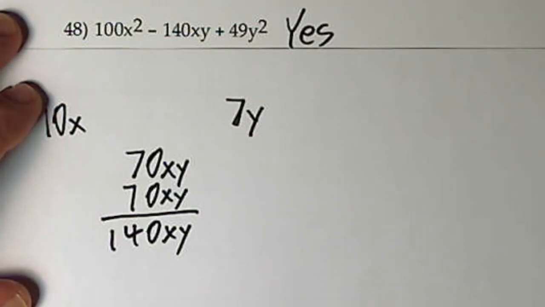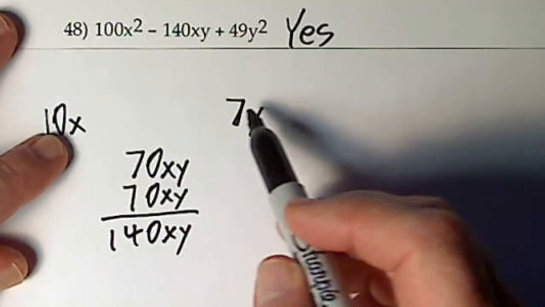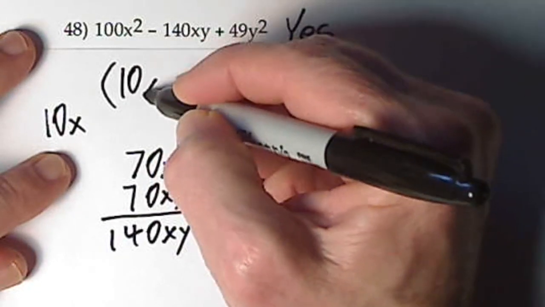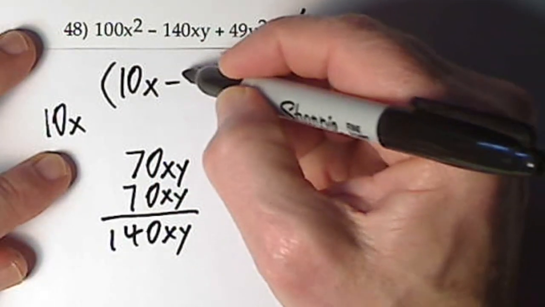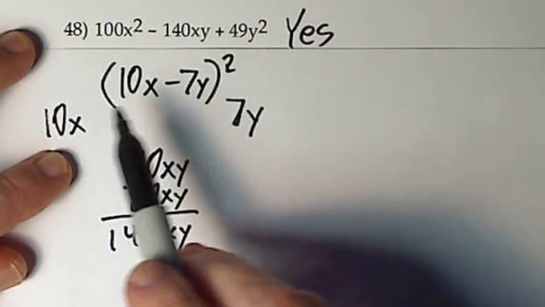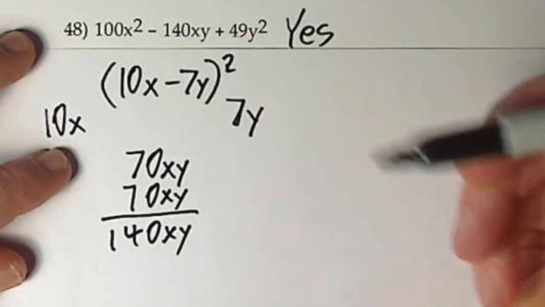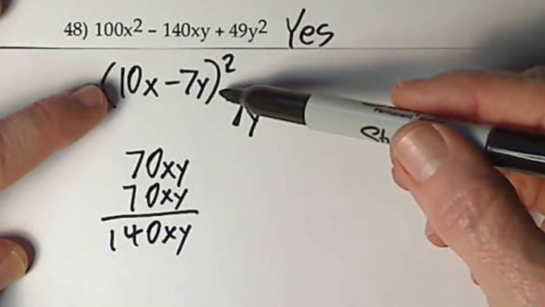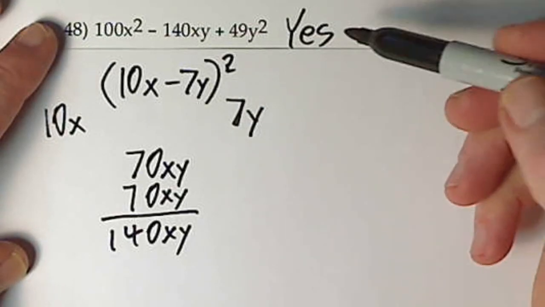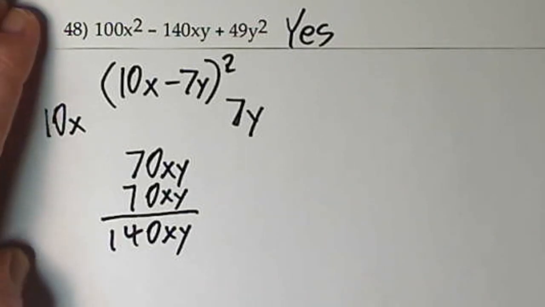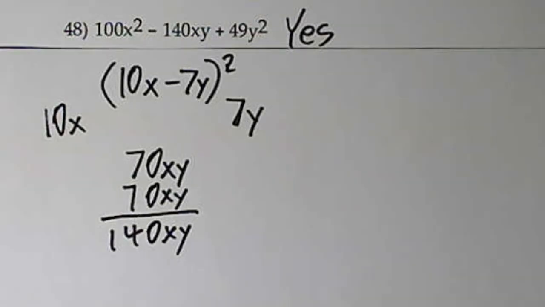And by the way, the factored form is sitting right in front of you. You would just have 10x minus 7y squared. This is the factored form of this trinomial. But again, they weren't asking what is the factored form. They just wanted to know if it is or is not a perfect square trinomial. So the answer is yes. And let's see. I think we'll stop there.